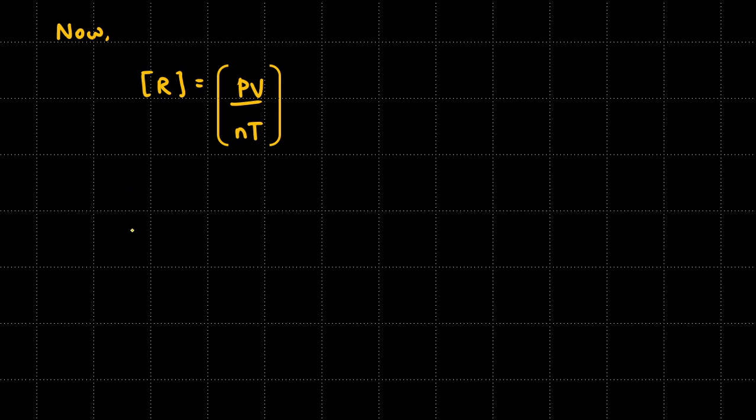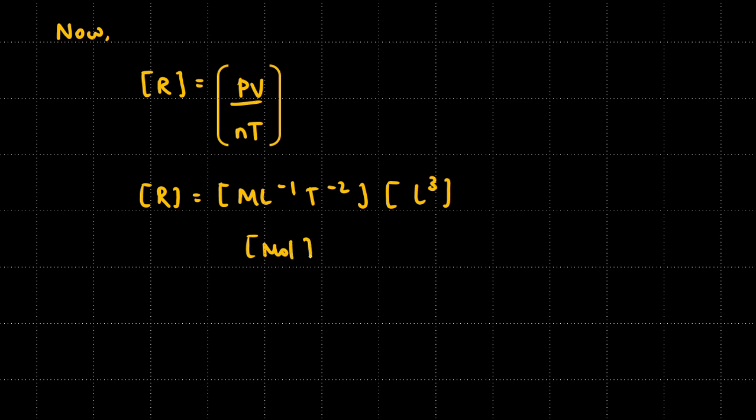So now we can write R. The dimension of P is M L^-1 T^-2, and the dimension of V is L^3, and n is mole, and T is temperature, so it will be Kelvin. So let's divide it. Pretty simple division, I would say. Pretty simple algebra.